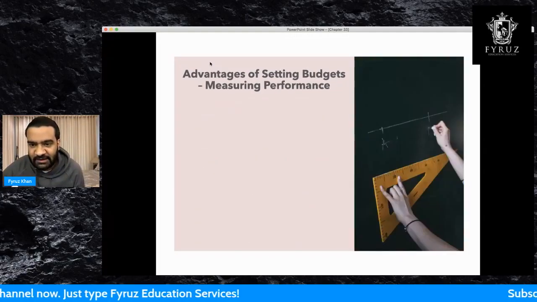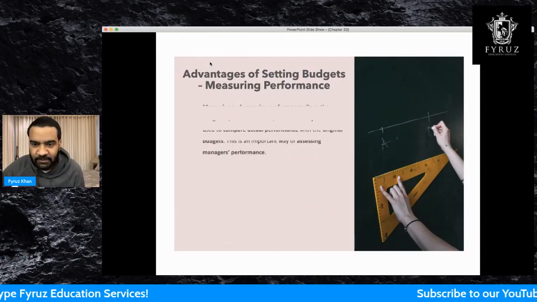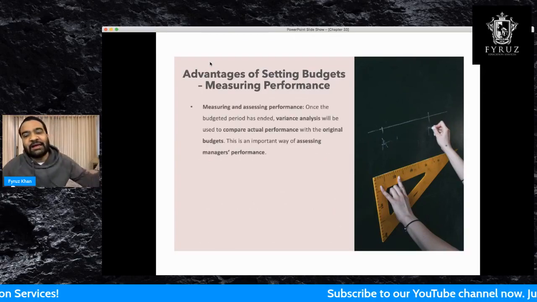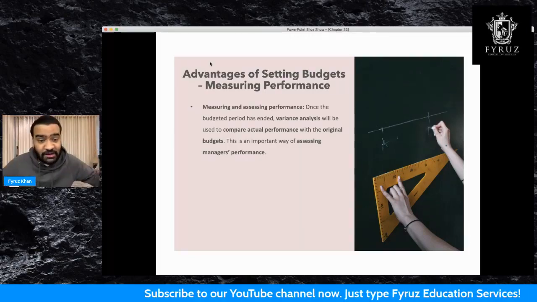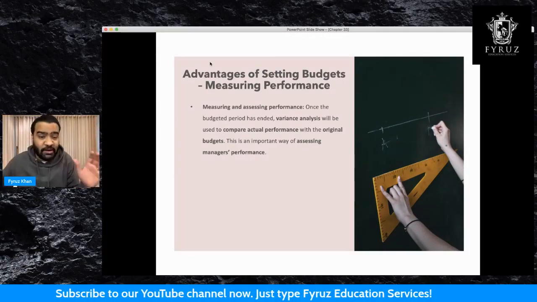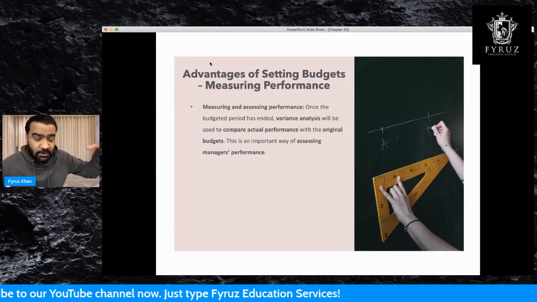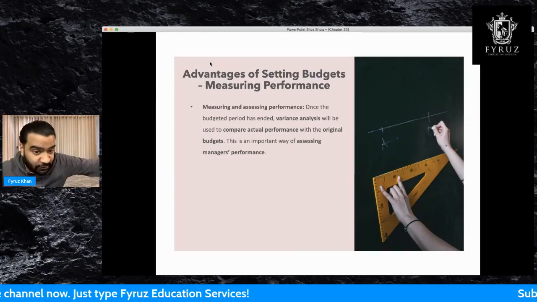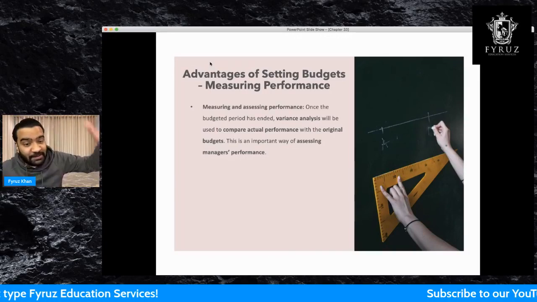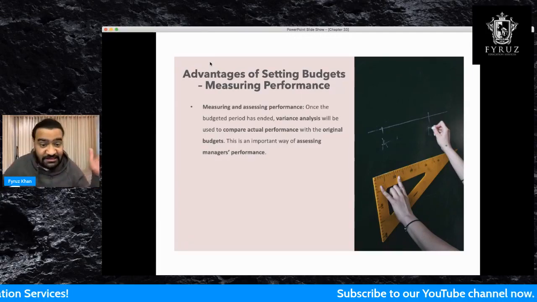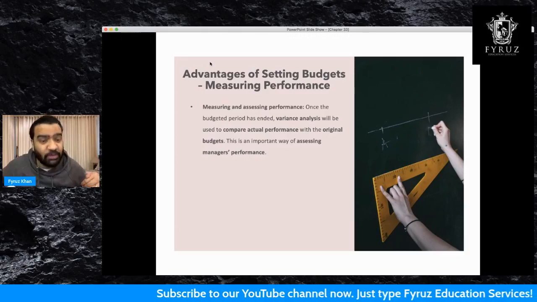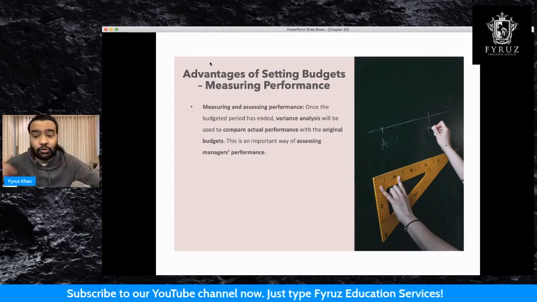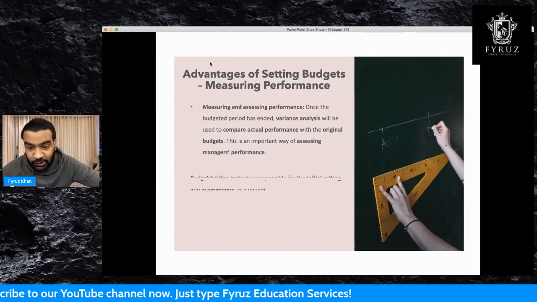So think about that, right? And then you have measuring and assessing performance. Measure performance, assess performance. Look at what was the difference. Okay, your main budget was you wanted to spend £1,000 on rents, and you ended up spending £1,100. See the difference. Why it was more, why it was less. What are the qualitative reasons or quantitative reasons? You can look at that.